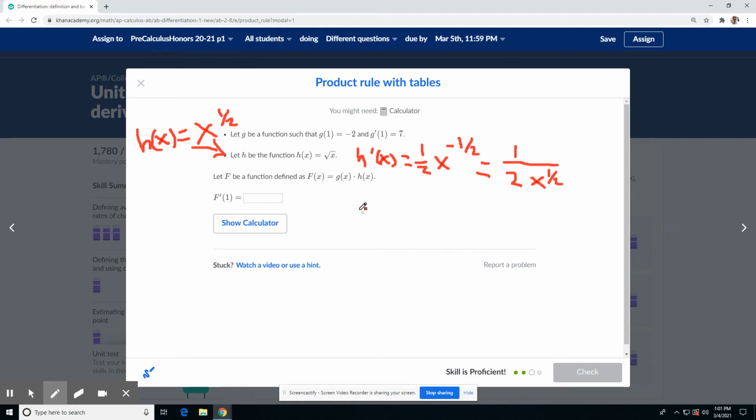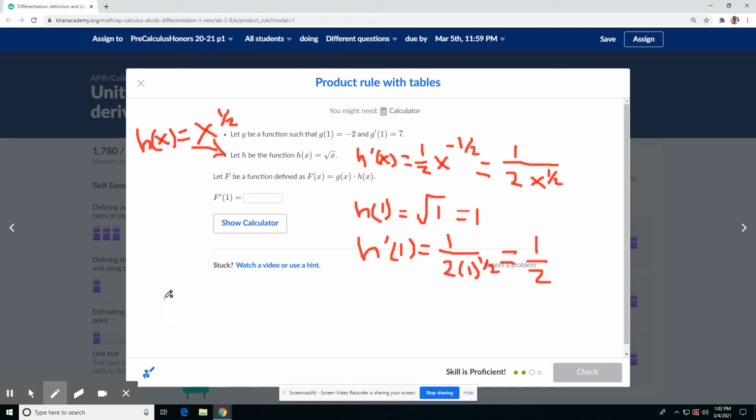All right, so now I need h of 1. H of 1 is going to be the square root of 1, which is equal to 1. I also need h prime of 1. H prime of 1, plugging it in here, 1 over 2 times 1 to the 1/2, or square root of 1, is just 1. This is equal to 1/2.